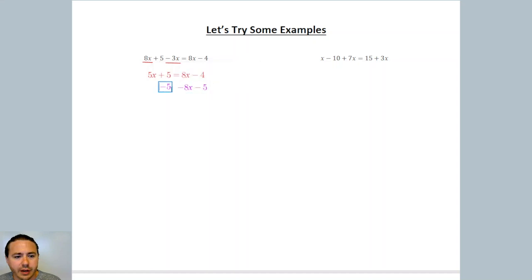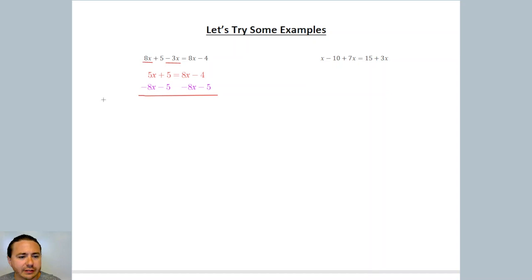And I'll subtract 8x from over here too. So notice I am doing the same thing to both sides. I'm subtracting an 8x from both sides and subtracting a 5 from both sides. I'm doing that to cancel out the 5 over here and to cancel out the 8x over here. So let's go ahead and combine all that stuff.